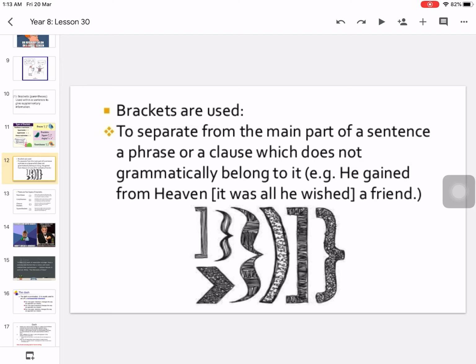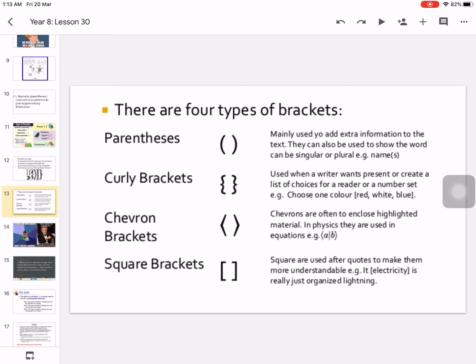You just put it inside a complete sentence, and then it gives the idea clearer for you to see. So if you just say "he gained from heaven a friend", you can still understand the sentence. You just want to add a supplementary information in there by putting a bracket or parenthesis. It's fine. Parentheses are mainly used to add extra information to the text. They can also be used to show the word can be singular or plural.